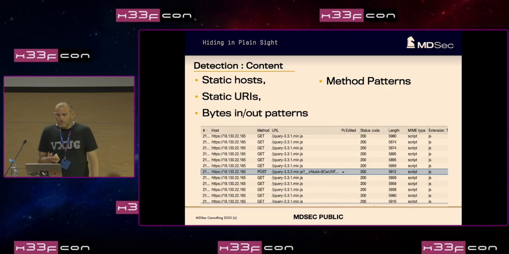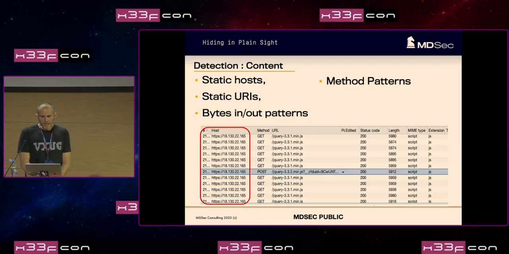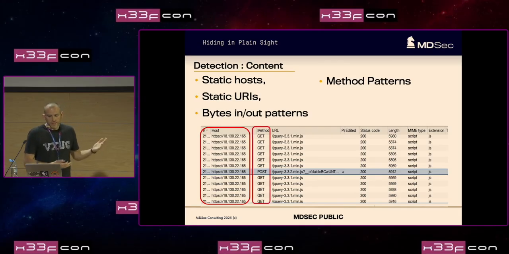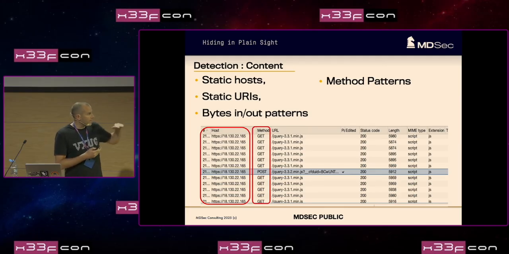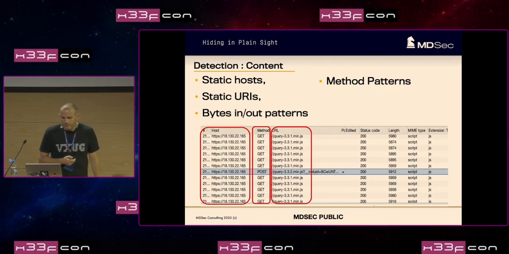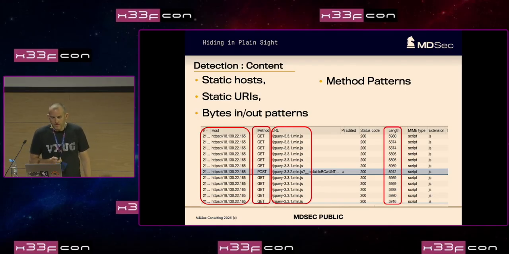For the content, there's a few interesting things, again, that we can use for detection points. So things like static hosts. If we're seeing lots of requests to a single host, again, that can be suspicious. Are the method patterns irregular? So like in this example, again, we can see the repeated GET requests for the heartbeats, and then the single POST for the tasking. Are we seeing lots of requests to the same URI? And then finally, byte patterns. Now, this is probably one of the most interesting ones for me, and this is actually, we had a client that caught us out with this.